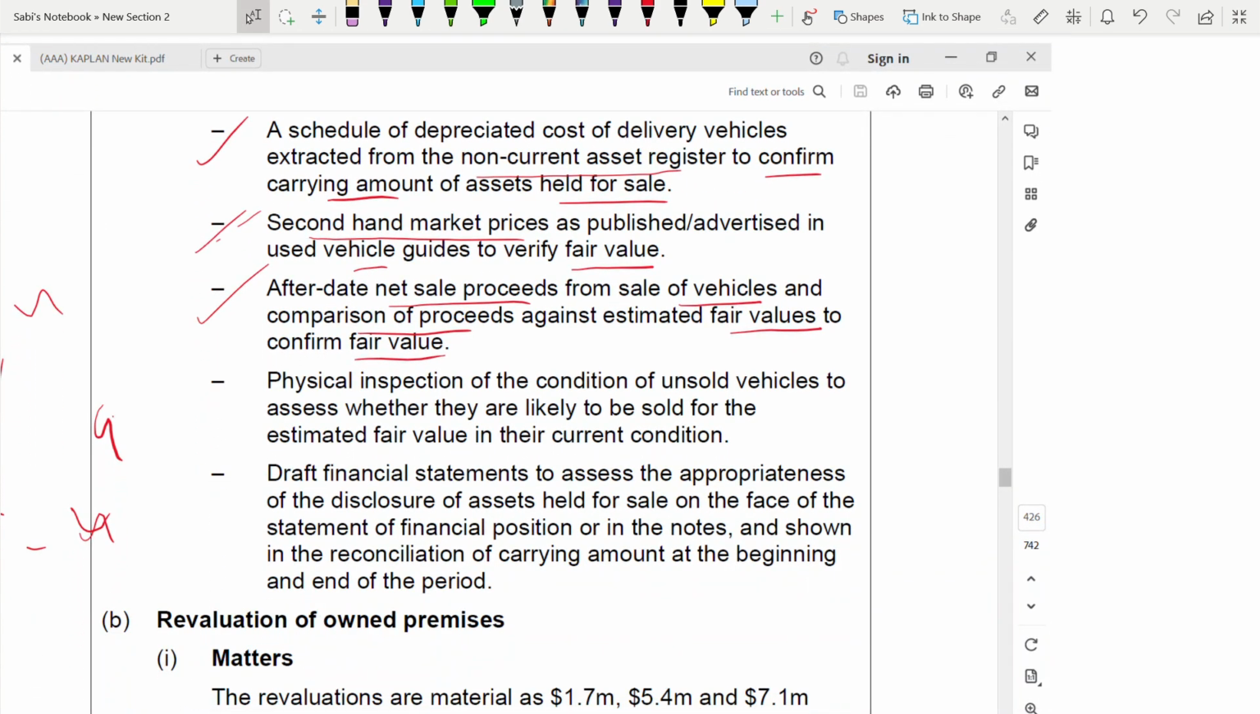And what's the next? Physical inspection. Whenever a non-current asset is held for sale, physical inspection is a very good thing. You might want to test its condition.